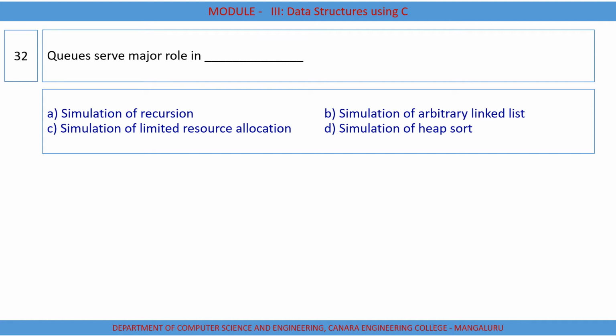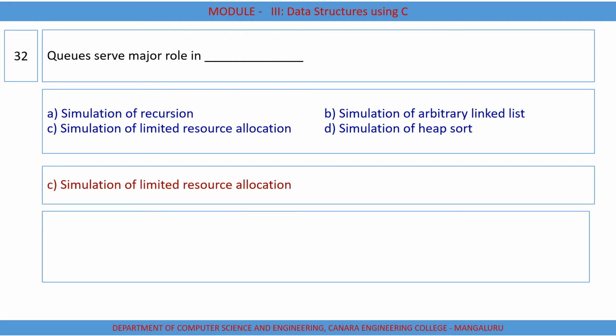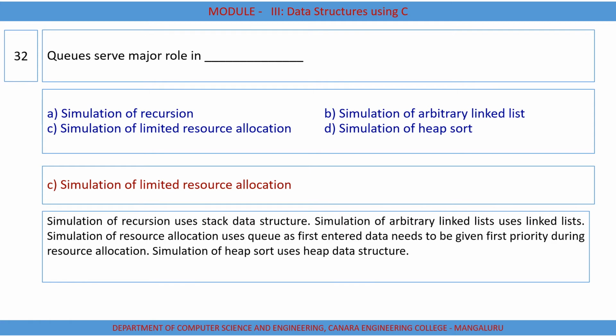Queues serve a major role in which option: simulation of a recursion, simulation of an arbitrary linked list, simulation of limited resource allocation, or simulation of a heap sort. The answer is simulation of the limited resource allocation. Simulation of a recursion uses a stack data structure. Simulation of an arbitrary linked list uses a linked list. Simulation of resource allocation uses a queue, as the first entered data needs to be given first priority during resource allocation. Simulation of a heap sort uses a heap data structure.